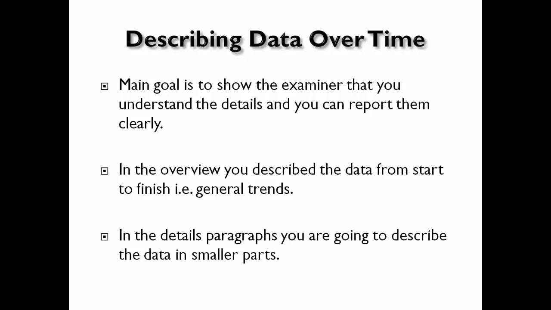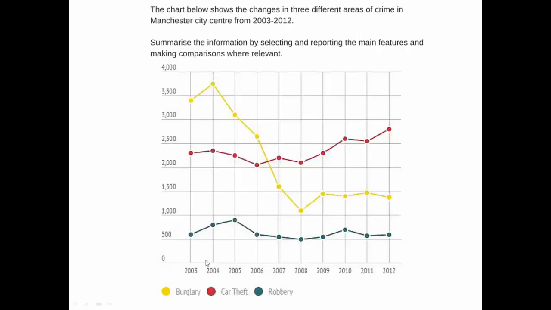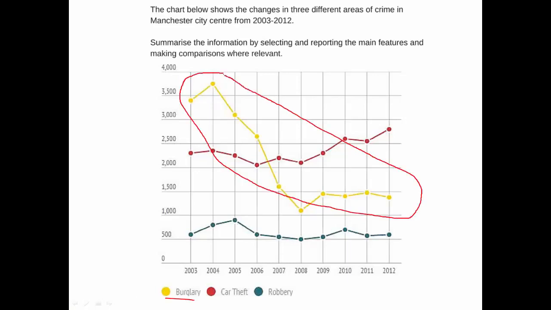So let's look at what this means practically. Let's look at a real example. So if we take burglary, in the overview, we just described this data. Okay, we described it from this point to this point, very generally. So in general, it decreases. But in the details paragraph, we're going to look at it in much more detail. So we're going to break it up into smaller pieces.